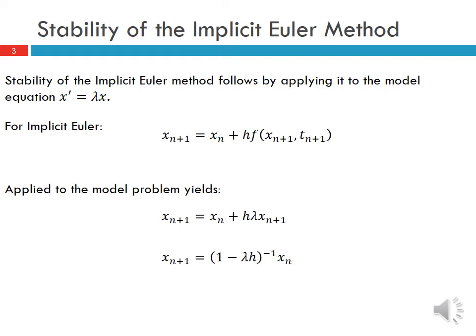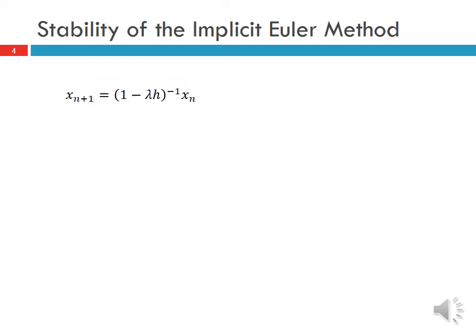And we can rearrange this for x_{n+1}, and we see that we get x_{n+1} is equal to (1 minus lambda h) to the power minus 1 times x_n, or x_n over 1 minus lambda h. So as we proceed, we can see that our value at time step n, or x_n, can be written as sigma to the power n times our initial value x_0, where sigma is equal to 1 over 1 minus lambda h.